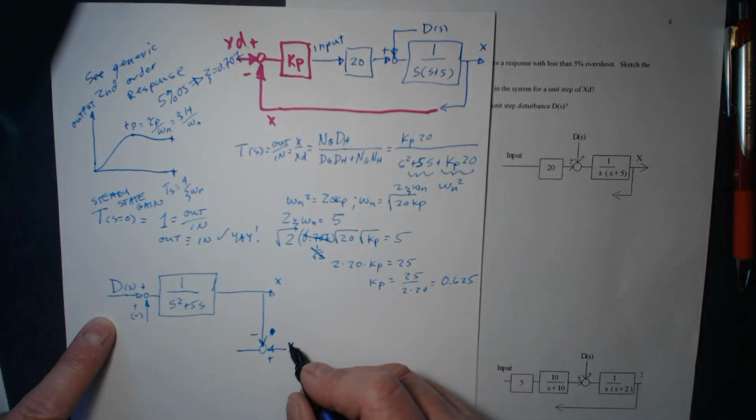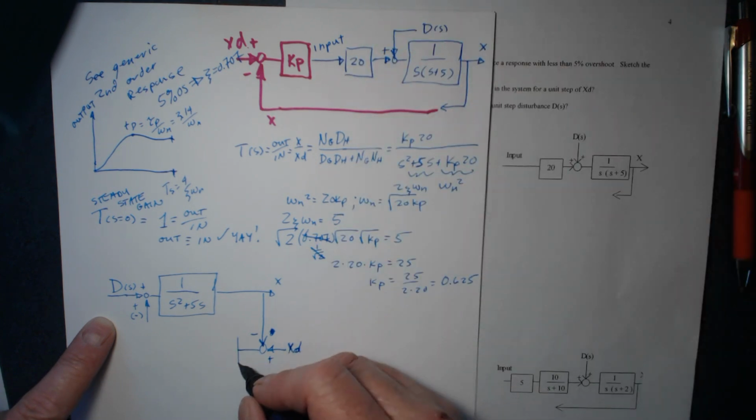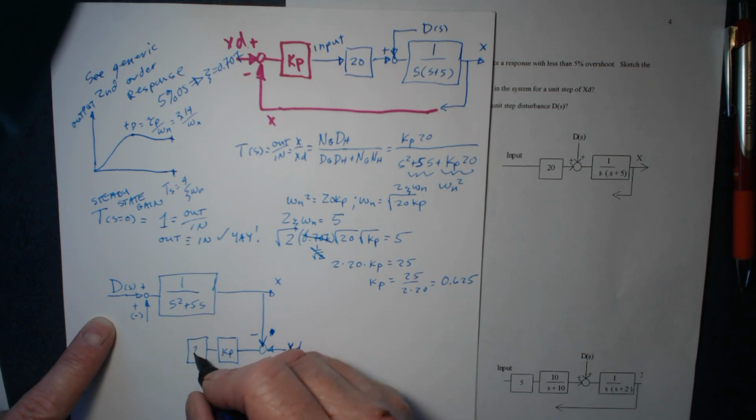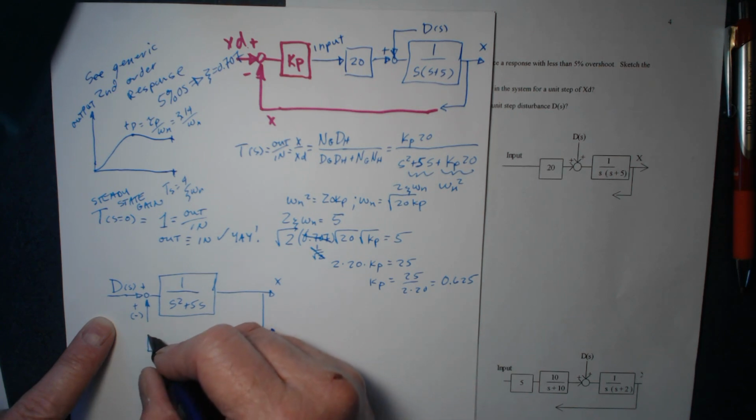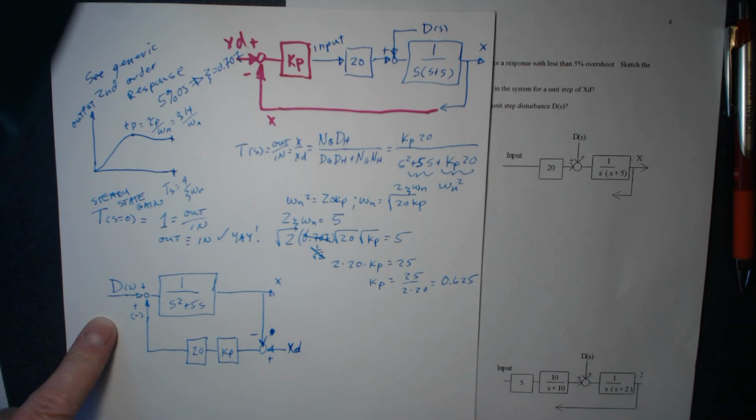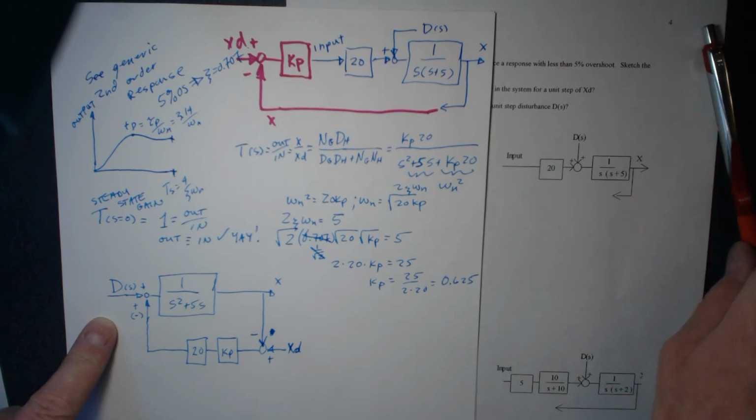I've written it a little bit different. X desired. I should make it X desired. Now I'm going to put in a KP. And I'm going to put in a 20. So this is the equivalent transfer function.